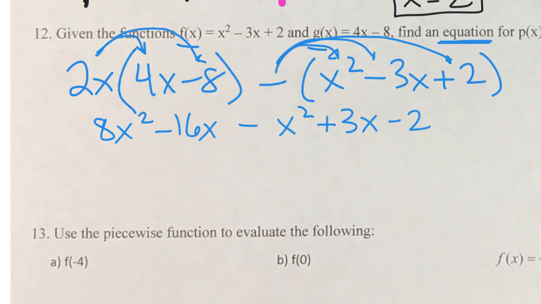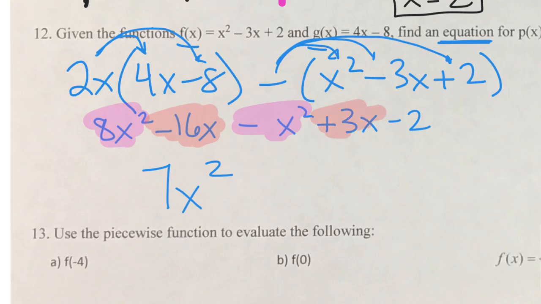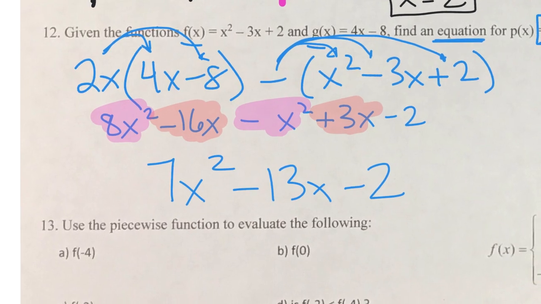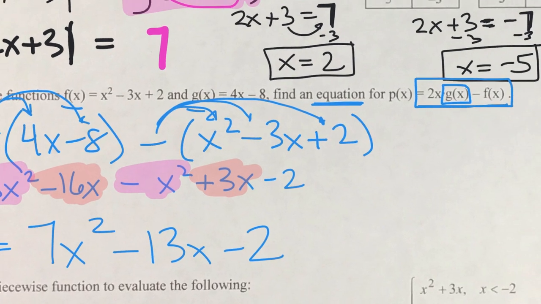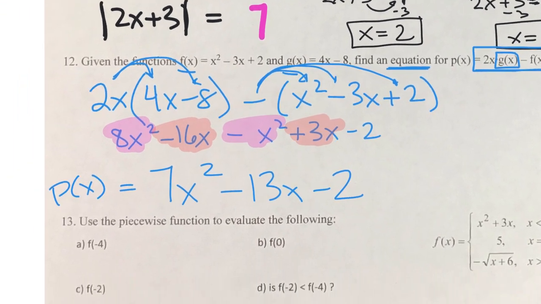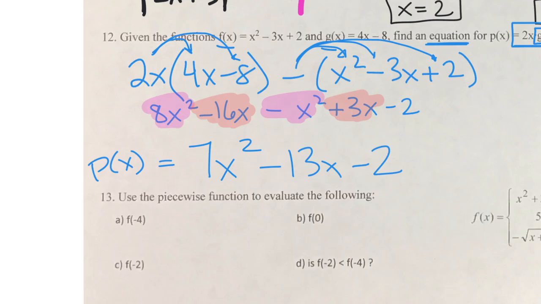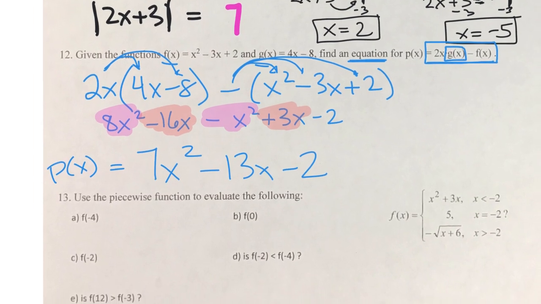And now we have some like terms. 8x squared minus 1x squared is 7x squared. We have minus 16x and plus 3x, which is minus 13x, and then I have a minus 2. Okay, so this is going to be the p of x equation, right? That's what I called the equation up here, it was called p, so that's my equation for p of x. Whew, okay, it's more functional notation stuff.